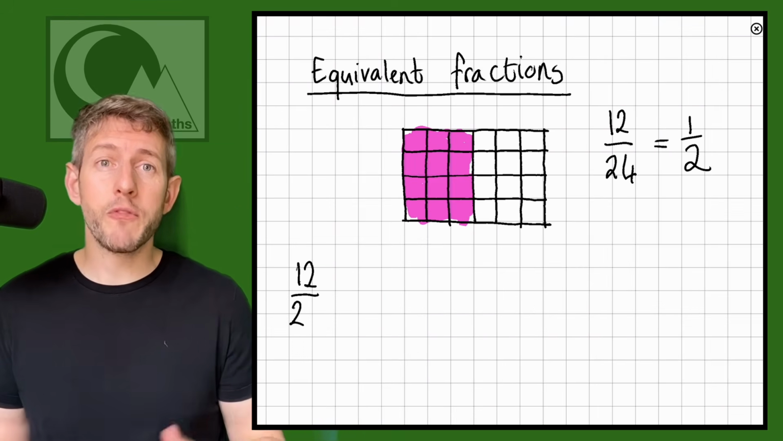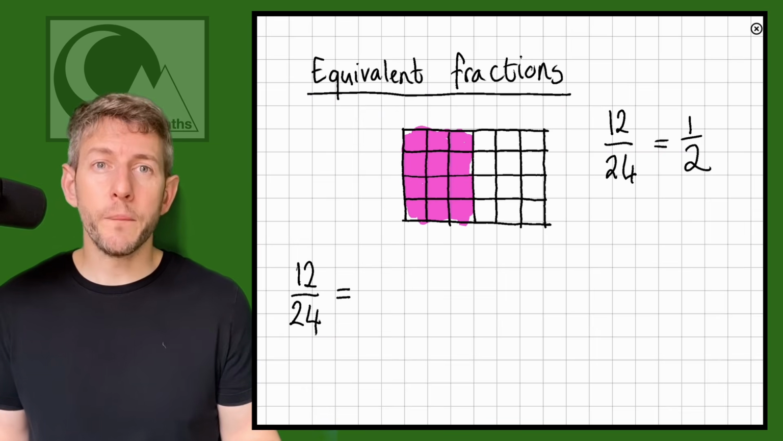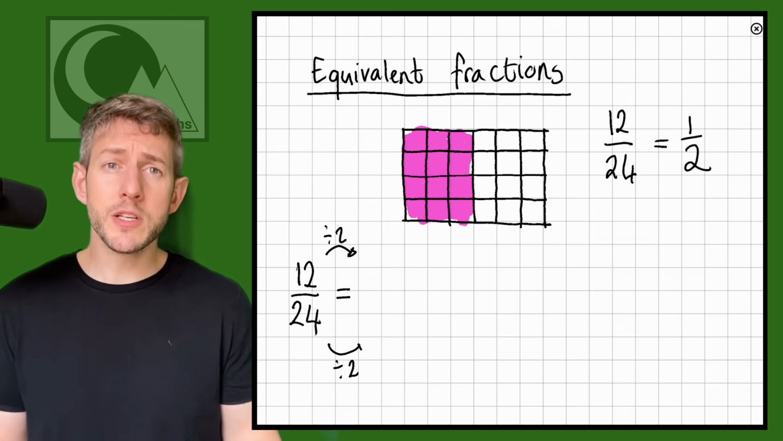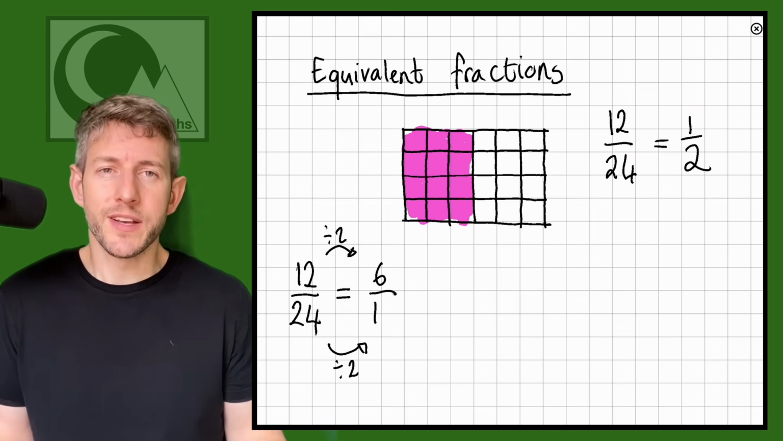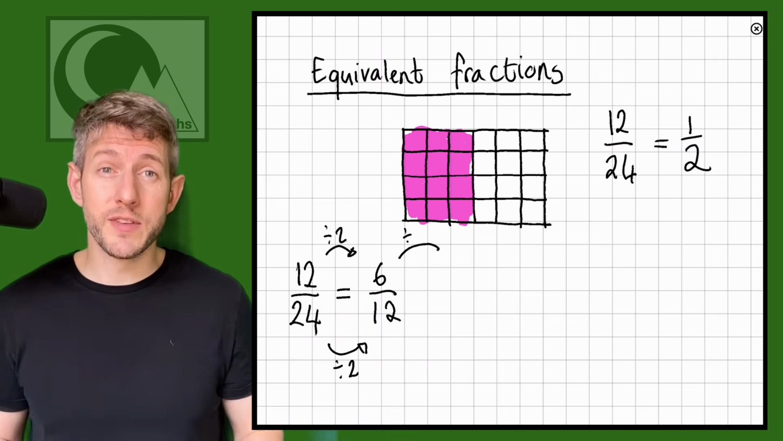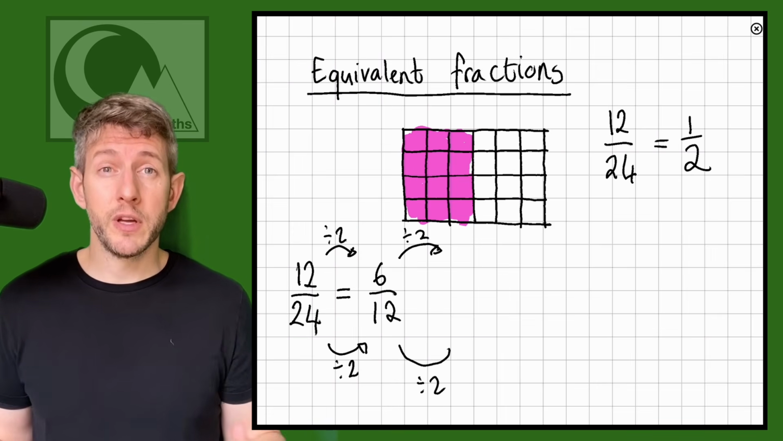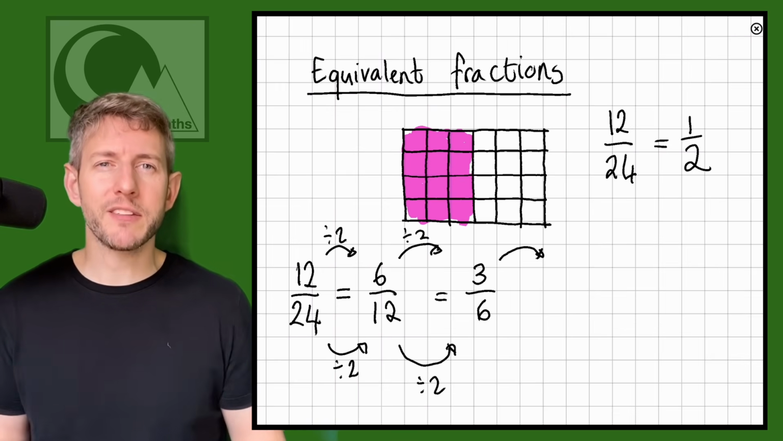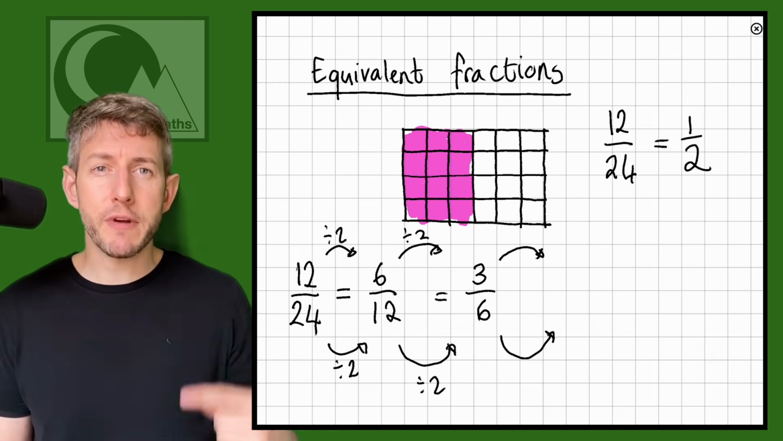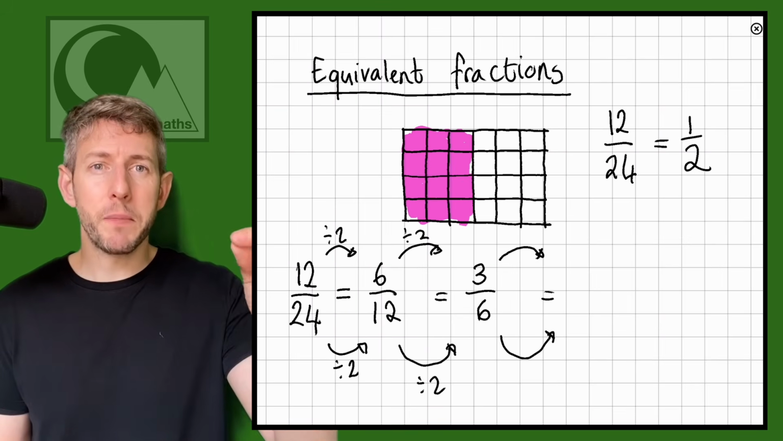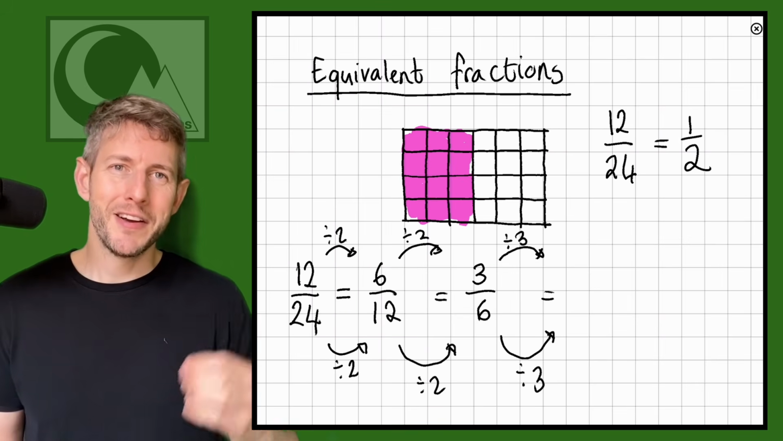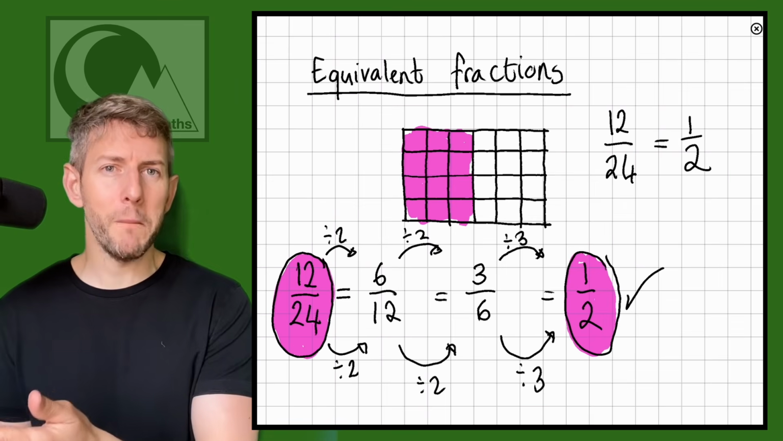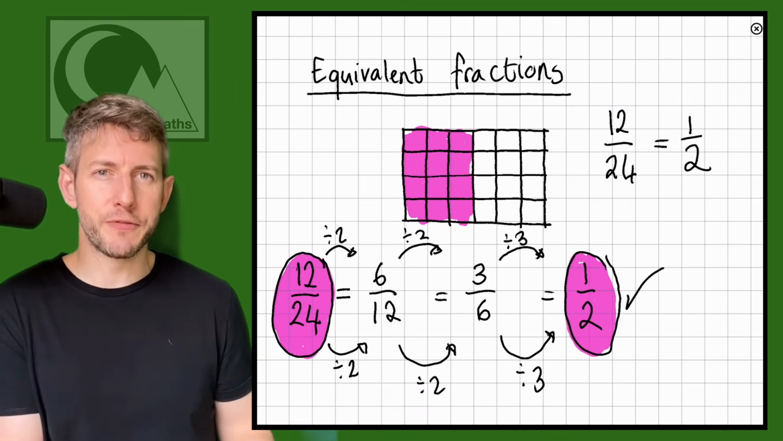So for example, if we said 12 over 24, well, they're both even numbers. I know I can halve them both. So 12 over 24 would equal 6 over 12. Then I could do the same again. 6 over 12 could equal 3 over 6. Okay, 3 over 6. I recognise that both these are in the 3 times table. So if I divide both the top and the bottom by 3, I'll get to 1 over 2. And there we go. So we've got from the complicated fraction to the simplest form.